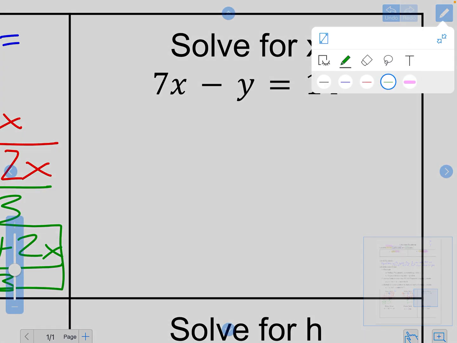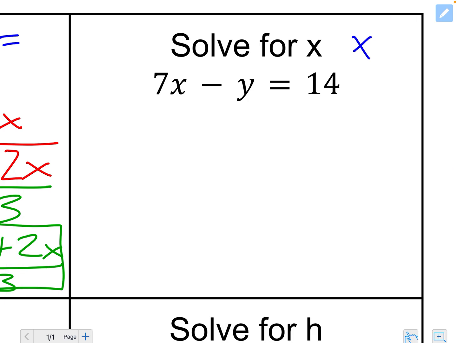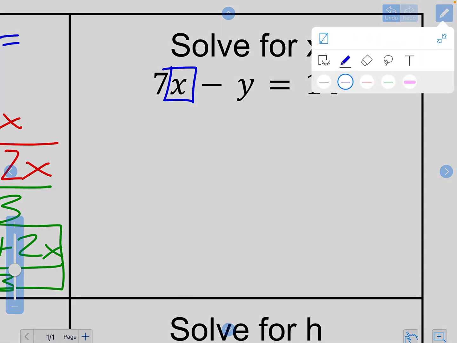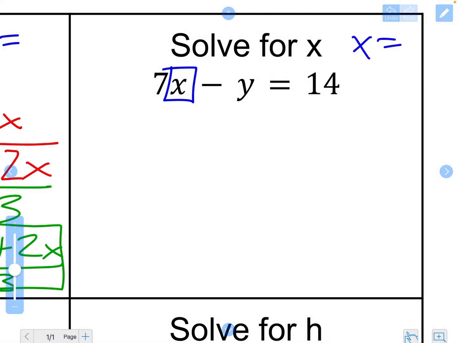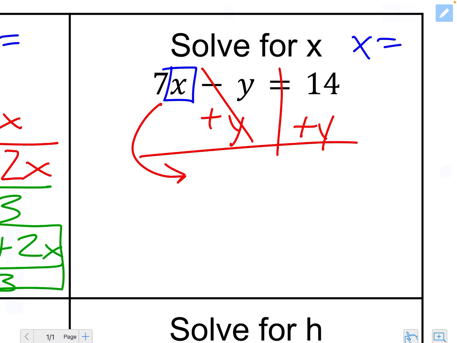All right, so let's look at this next problem. I need to solve for x. So I need it to be x equals. So I'm going to put a big box around my x so I know what I'm trying to do. So I need to get rid of all other terms before I can deal with the 7. So I need to flip the sign of my other term. What I do to one side, I do to the other. Those cancel out. I bring down my variable term. So 7x equals 14 plus y.